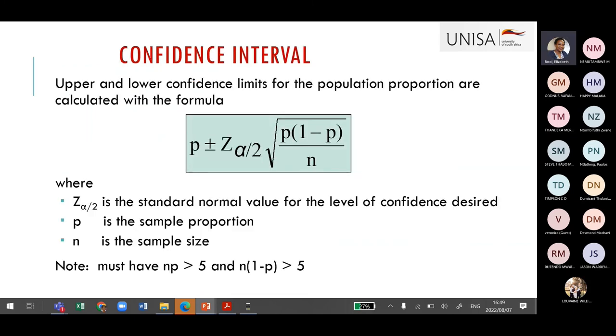Our point estimate here will be our p, which, if we're not given p, we use x divided by n, the observations satisfying the sample divided by n, to calculate our p, plus or minus the critical value. Just give me a second, I'll be back. I just want to do something quickly. One second.